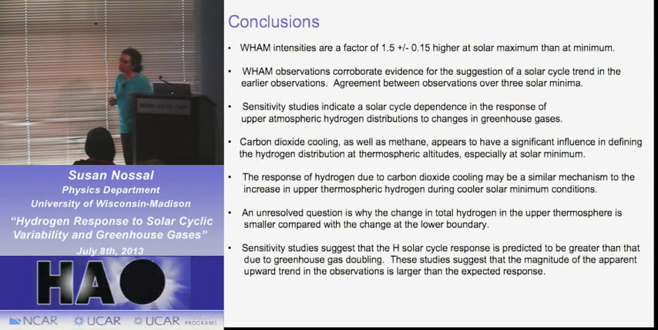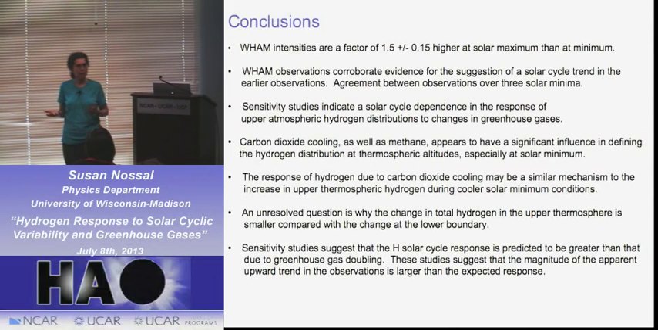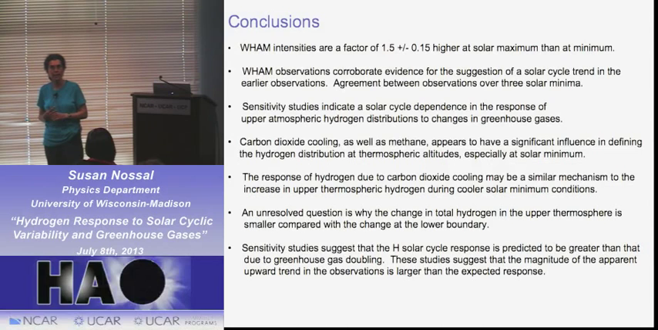To conclude, we do see a solar cycle variation in the observations that is also corroborated in the older observations by a suggestion of a solar cycle variation. The sensitivity studies with the modeling suggest that there's a solar cycle dependence, or maybe preconditioning, in the response of hydrogen to changes in greenhouse gases, and that carbon dioxide cooling as well as methane appears to have a significant influence in defining the hydrogen distribution at thermospheric altitudes, particularly at solar minimum. I think the assumption was that methane was mainly the driver for affecting the hydrogen response. The response of hydrogen due to carbon dioxide cooling might be similar to the solar minimum versus maximum response, and the cooling at solar minimum versus maximum and its effect on hydrogen distributions.